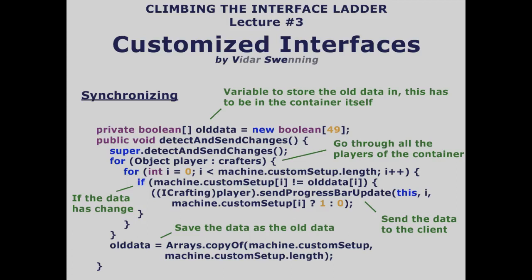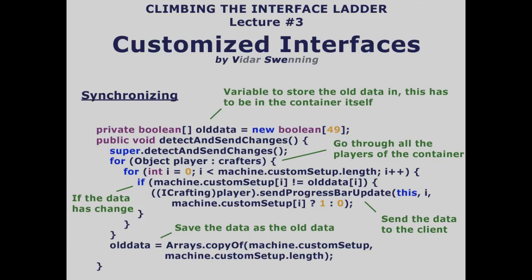But of course, we also have this thing here, a lot of text here. We have detectAndSendChanges, and what we want to do is first of all have a variable where we store the old data, and remember that has to go in the container itself, otherwise it's not going to work. Then we go through all the players of this container, that's the for object player craft this, and for each piece of information we want to send, we check if there's a difference, as you can see on the left. If the data has changed, we send the data to the client. We're using the same thing as before, sendProgressBarUpdate, so the same method on the client side will receive that information.